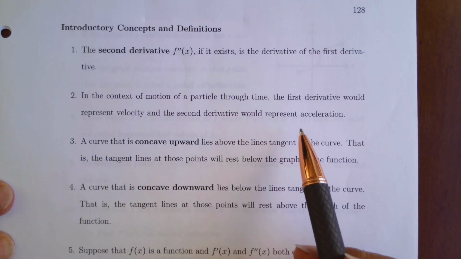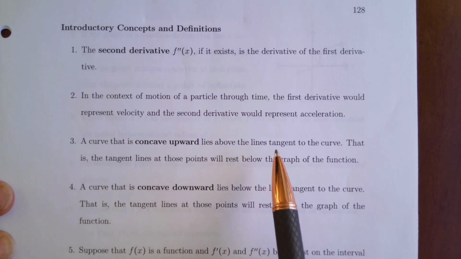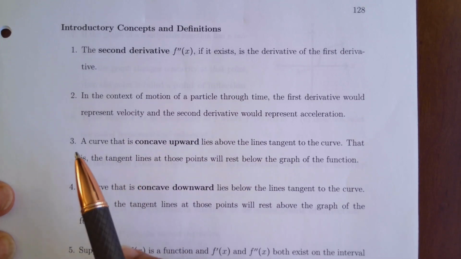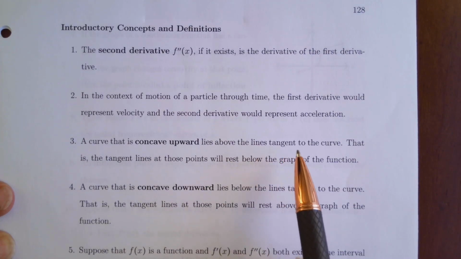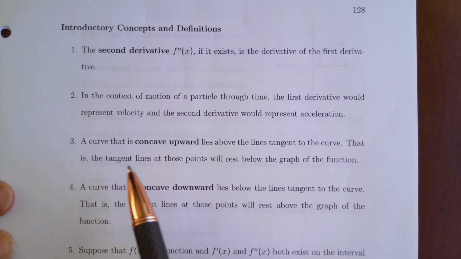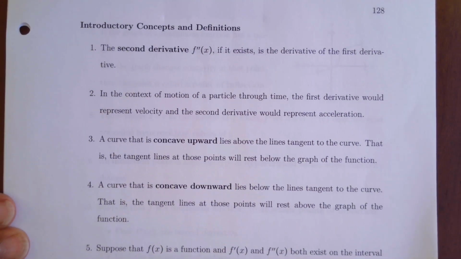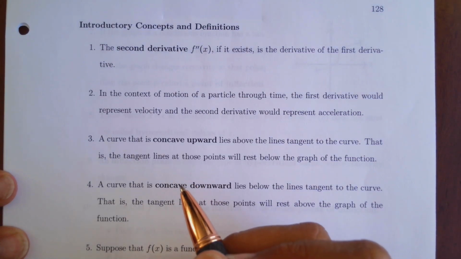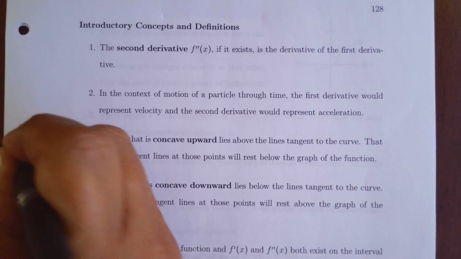We'll talk about that. Number 3 says, a curve that is concave upward lies above the tangent. Let me say that again. I missed a word. A curve that is concave upward lies above the lines tangent to the curve. That is, the tangent lines at those points will rest below the graph of the function. All right, so concave up, just to give you an idea. Concave up is kind of like you could pour something into it like a cup and it would stay. So this would be concave up, something like this.